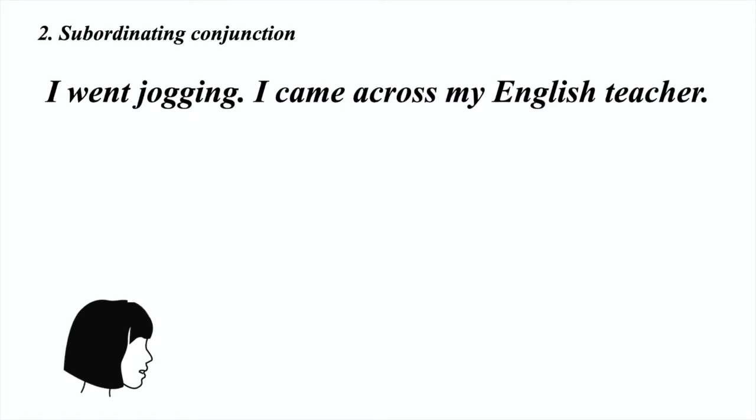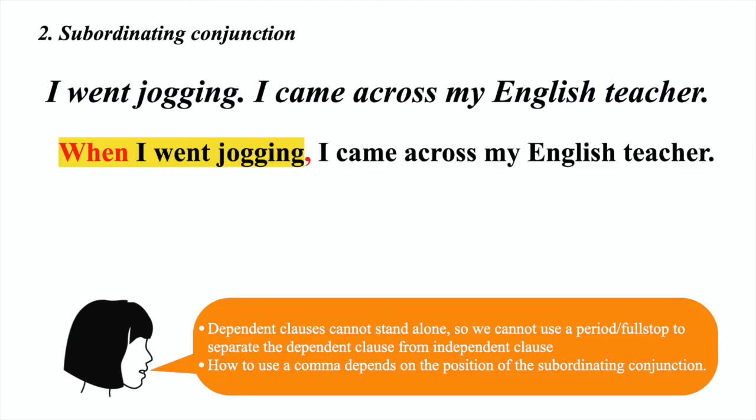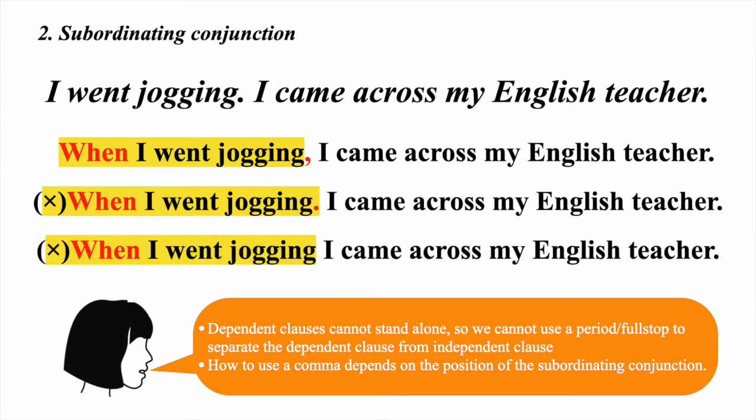Here are two sentences. If you want to join these two, we can use the subordinating conjunction, when. There are two ways to do that. The one is, when I went jogging, comma, I came across my English teacher. A subordinating conjunction changes an independent clause to a dependent clause. Dependent clauses cannot stand alone, so we cannot use a period. Comma is the only option here. A period doesn't work. No punctuation mark doesn't work either.